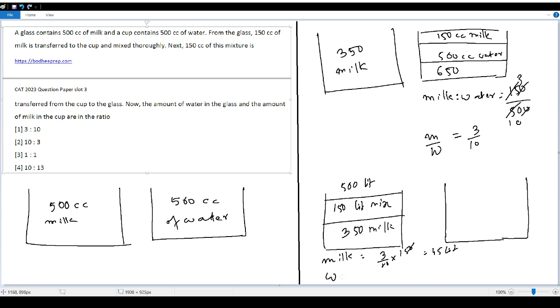Okay, and what is the amount of water in this? So why would it be 3 by 10? That is the problem I was facing. Oh, sorry, it is 3 by 13 in total. Sorry, 3 by 30. 3 by 30. Yeah.